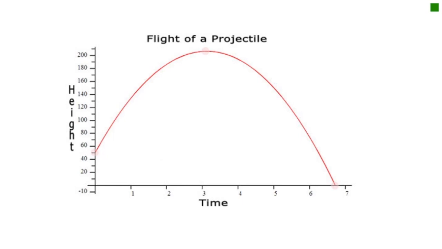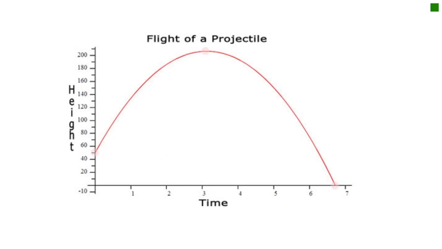So just to give you an idea of what we mean by projectile motion, we are talking about an object being thrown up in the air. And as you know, when you throw something up in the air, eventually it's going to stop moving and it's going to come back down and hit the ground.